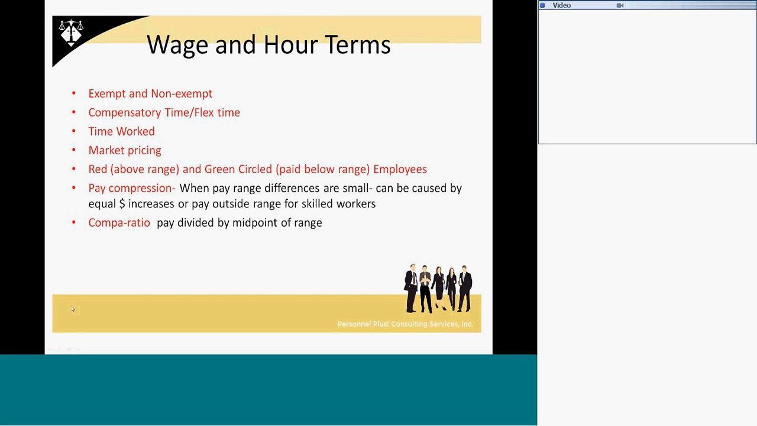So some of the terms that you run into in wage and hour law: exempt and non-exempt. Exempt refers to being exempt from the minimum wage and overtime requirements of wage and hour law, in this case, the Fair Labor Standards Act. Non-exempt is sort of a double negative. What it refers to is being eligible for overtime and minimum wage.